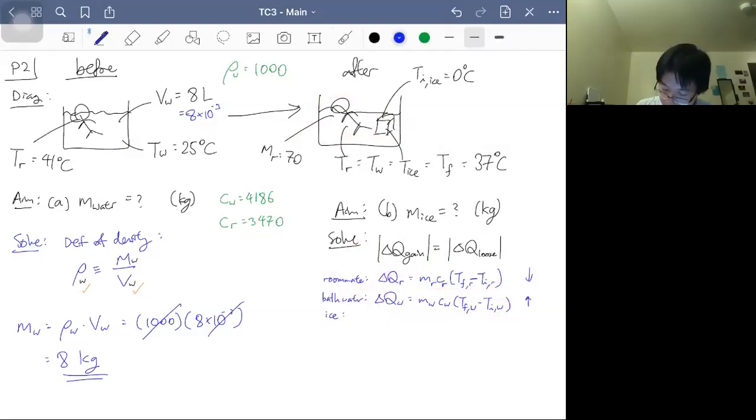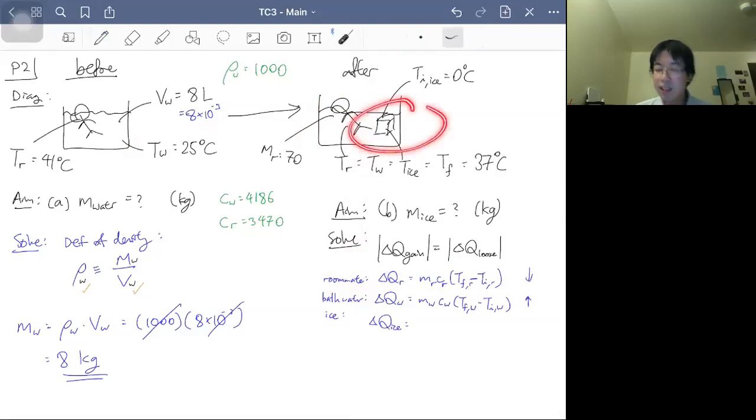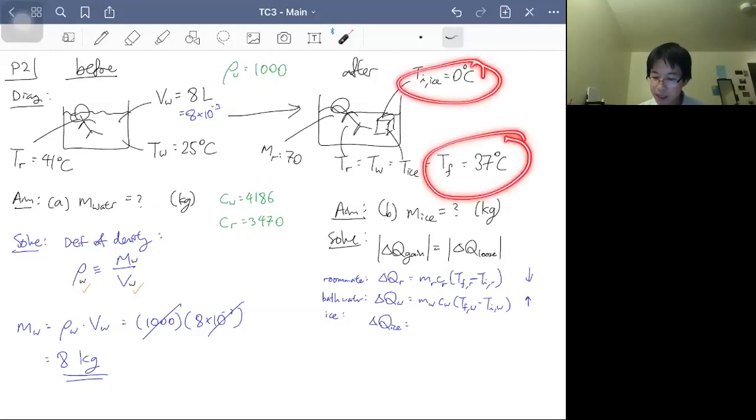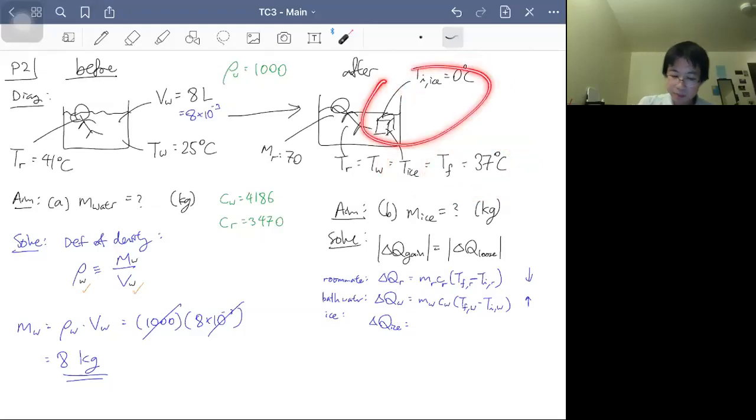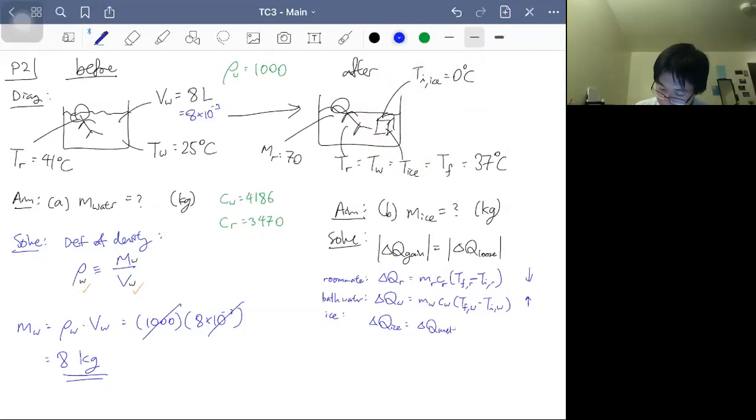And finally, we have ice. So what's going to happen to the ice? Well, the ice is a little bit more complicated. You know why? Because when you put the ice in there, you can think about first, does it gain or lose heat? The ice starts off at 0 degrees and it ends up at 37, right? That's what happens to the ice. So it's clearly gaining, but first it has to melt, and then it has to warm up.